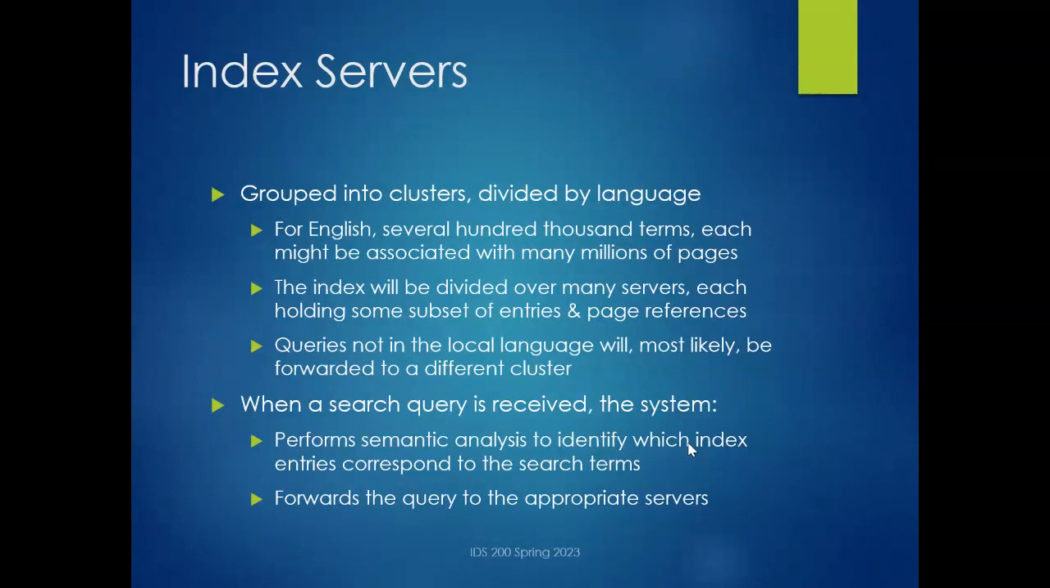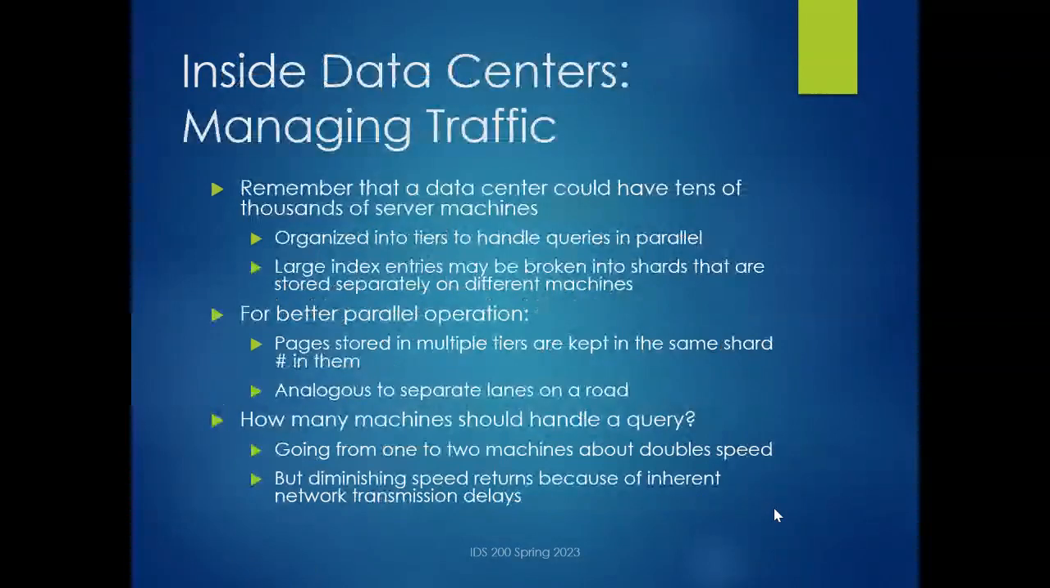Or if you enter in something like Chicago Cubs players, Google can figure out, oh, here are some guys who are or have played for the Chicago Cubs. We can pull those pages. Anyway, once Google has figured out which index entries the query is going to involve, it can forward the query to the appropriate servers that hold the appropriate parts of the index.